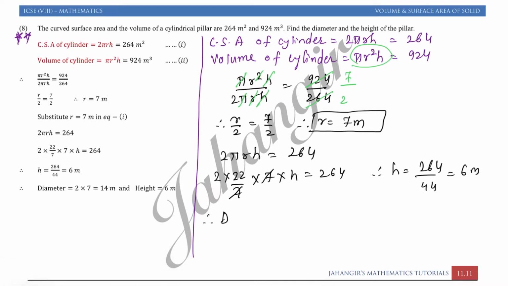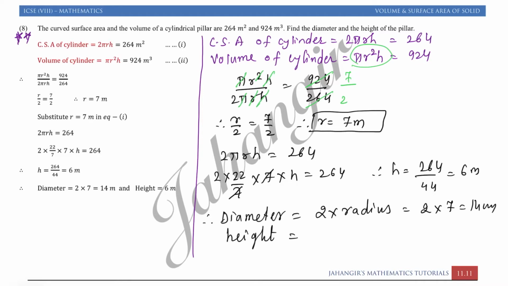So therefore I want the diameter. Diameter is equal to 2 times radius, that is equal to 2 into 7, which is 14 centimeter, and height is 6. Sorry, again I wrote centimeter, it is meter. Height is 6 meter. Hope this part is clear. Some important sums you have to keep on revising so that you can memorize this method, and this same question you will find in 10th standard also.